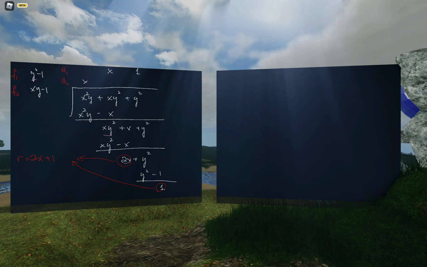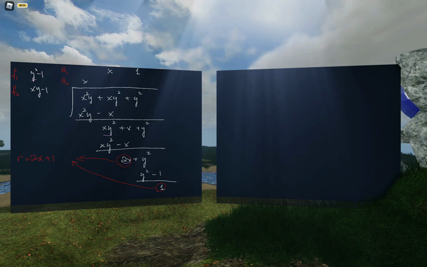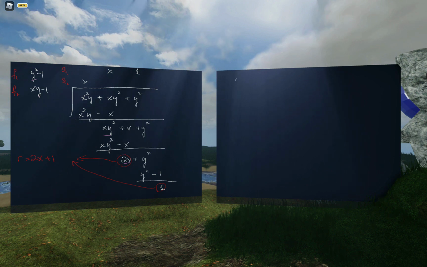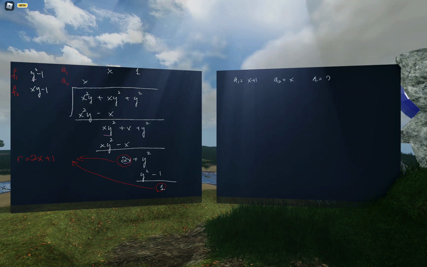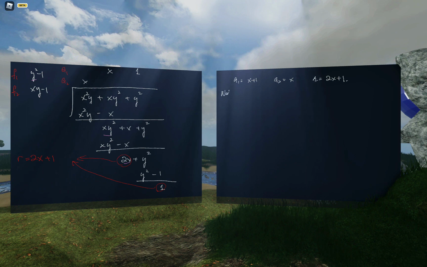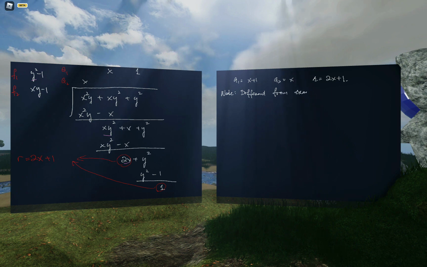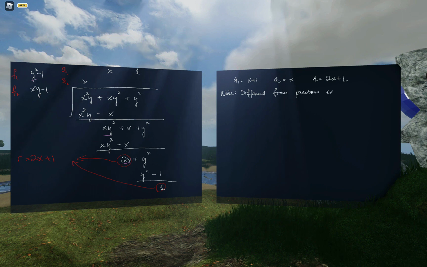So now we have completely different A1s and A2s and Rs, but this is also perfectly valid. So you get a different answer depending on what order you divide in, right? Here you've got A1 equals x plus 1, A2 equals x, and R is equal to 2x plus 1. So note this is different from the previous example. I didn't number the examples.